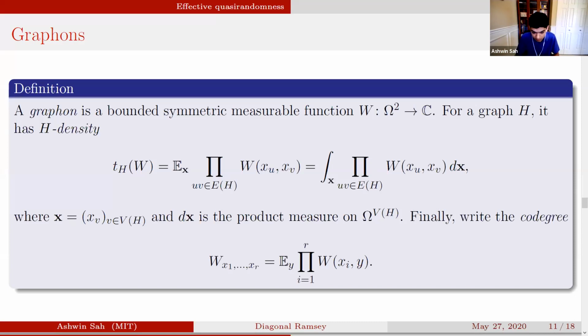One other notation that might be slightly non-standard but will be convenient is the following codegree. Given values x_1 through x_r, we define the codegree to be the expectation over y, or the integral over y if you want, of the product of W(x_i, y) over all i. Again, if you're thinking about the adjacency matrix, it's really a codegree in a certain sense, because I'm looking at the rows corresponding to the vertices x_1 up to x_r, and I get a contribution if and only if I have some vertex y which is a neighbor to all of these vertices. So this is really a codegree.